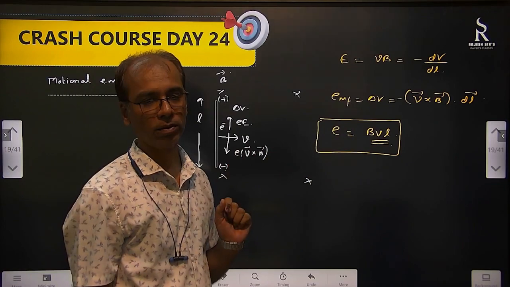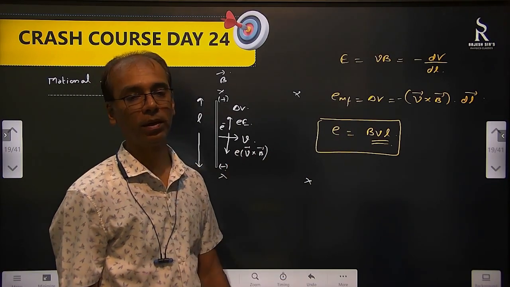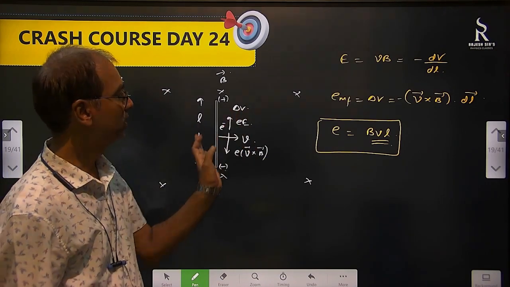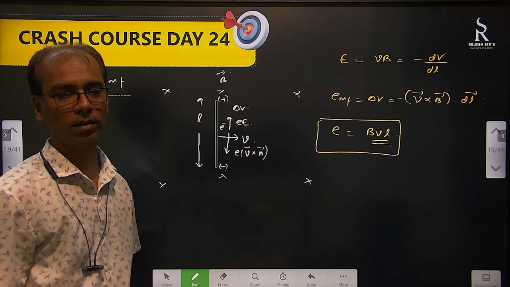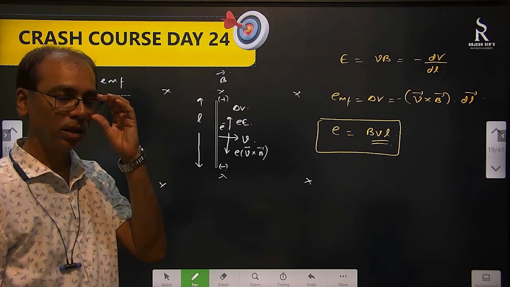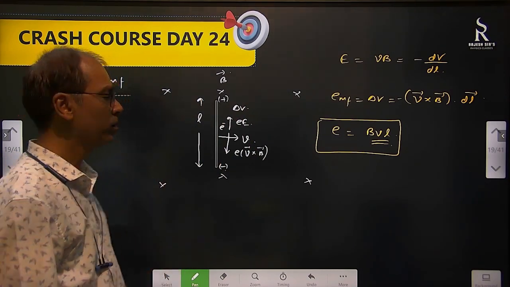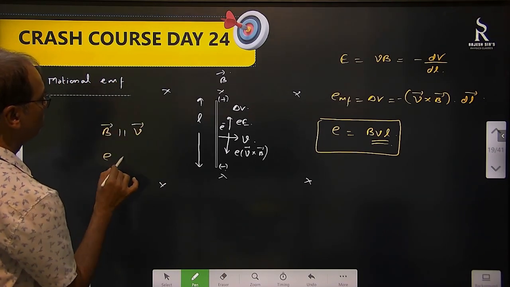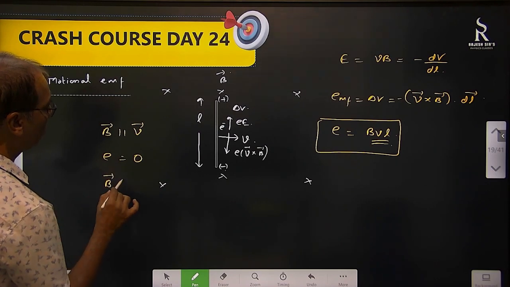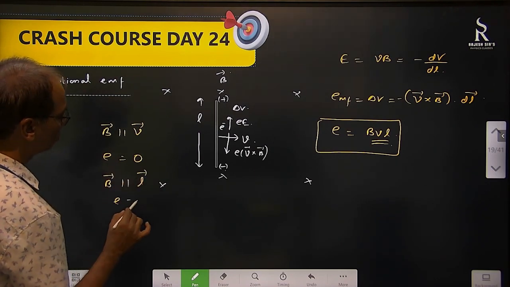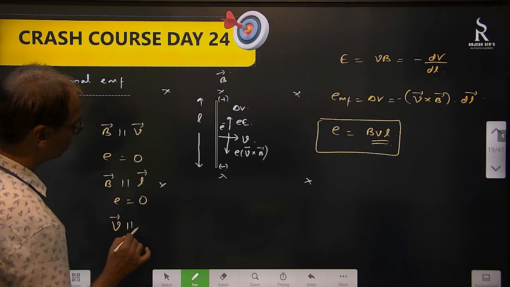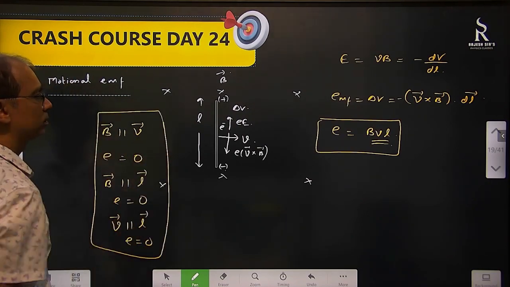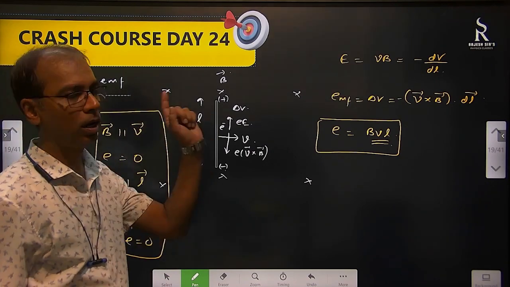B and V are perpendicular to each other, and L is also perpendicular to all of them. You can see that V is along x-axis, magnetic field is along z-axis, and L is along y-axis. All are perpendicular to each other. If any one is parallel, if B is parallel to V, EMF is 0. If B is parallel to L, E is 0. If V is parallel to L, E is 0. Remember that. All are perpendicular.